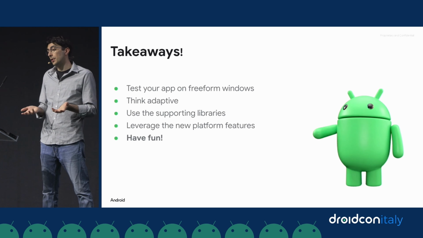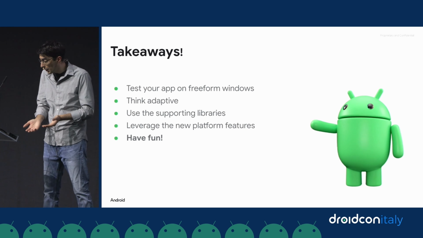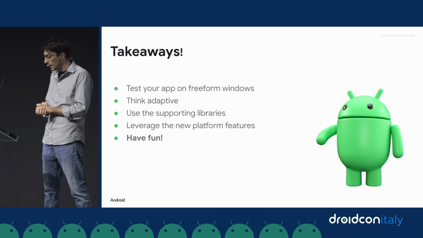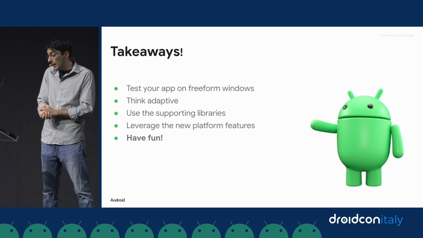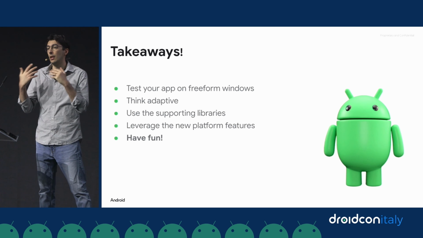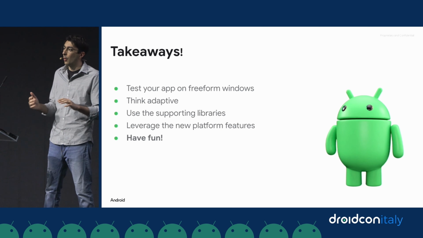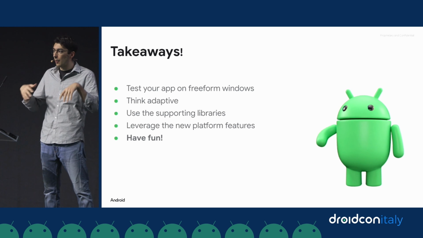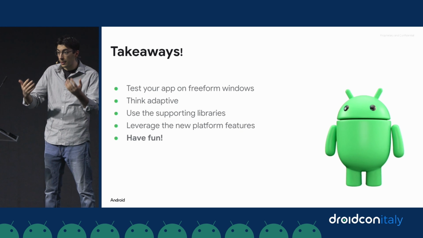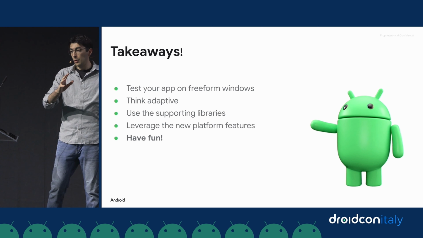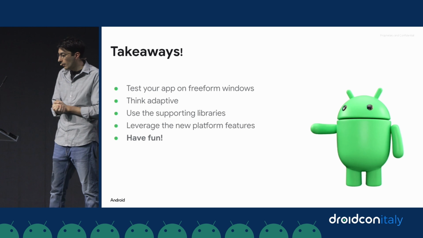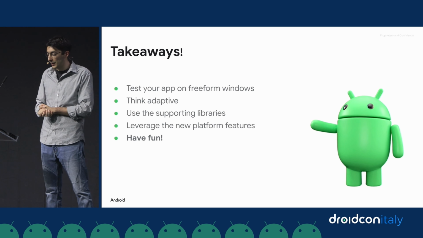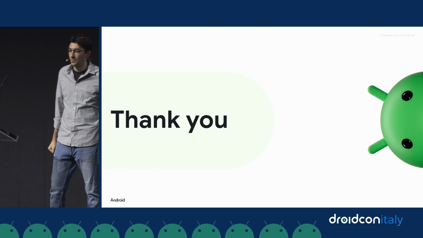Then, use the supporting libraries. Don't reinvent the wheel. We have these Jetpack libraries that will make your life much easier. And leverage the new platform features. Don't look at desktop windowing like, oh, this is another feature that I have to support. No, try instead to think, how can I make my users happier, more productive, using the new platform features? And hopefully, while you're doing this, try to have fun, as always. Thank you.